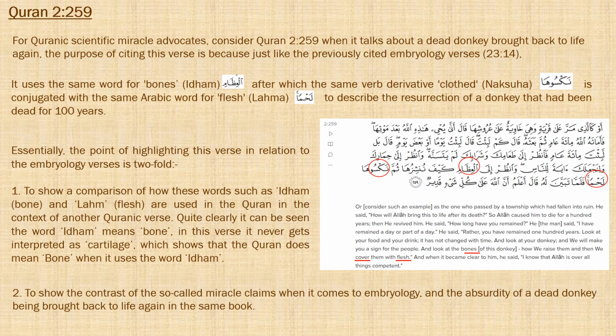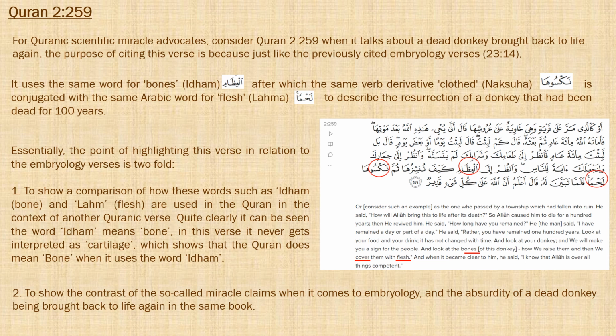Essentially, the point of highlighting this verse in relation to the embryology verses is twofold. Number one, to show a comparison of how these words, such as izam, bone, and lahm, flesh, are used in the Quran in the context of another Quranic verse. Quite clearly, it can be seen the word izam means bone. In this verse, it never gets interpreted or translated as cartilage, which shows that the Quran does mean bone when it uses the word izam.